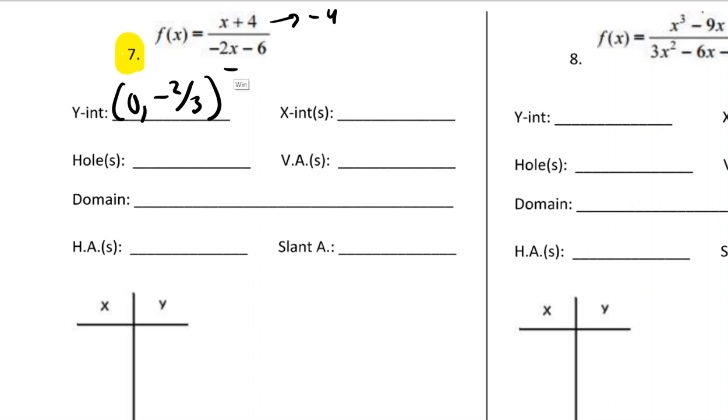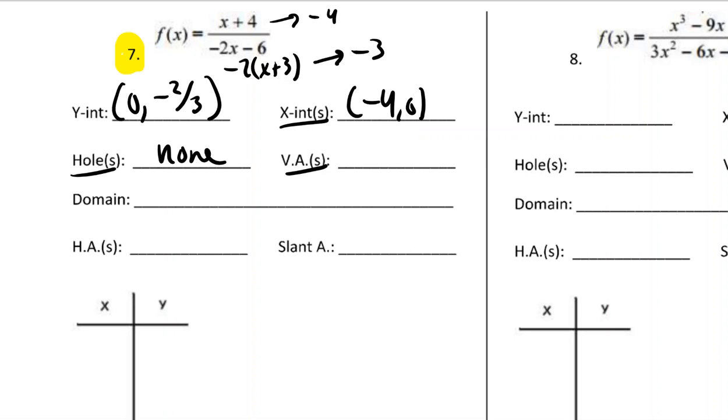Knowing where the numerator equals 0 and where the denominator equals 0 helps you with holes, vertical asymptotes, and x-intercepts. If any number makes both 0, you get a hole. If any number makes just the numerator 0, that's an x-intercept. And if there's any numbers that make just the denominator 0, it's a vertical asymptote.